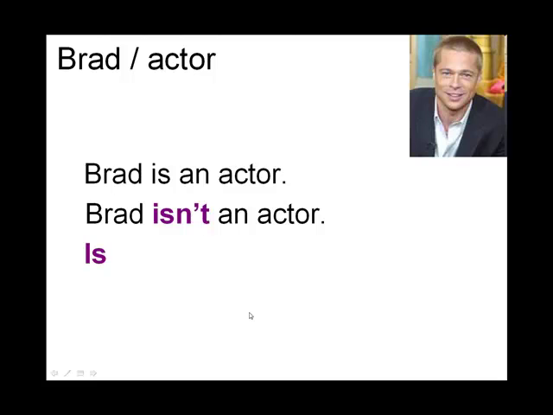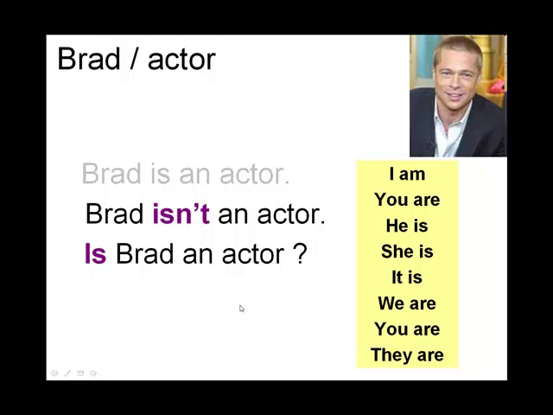And the question is, is Brad an actor? Very easy. Just Brad and is, you just reverse the order and then you have a sentence, a question. Brad is an actor is the correct sentence. And this is the present of the verb to be that you need to memorize in order to be able to make these sentences, okay?